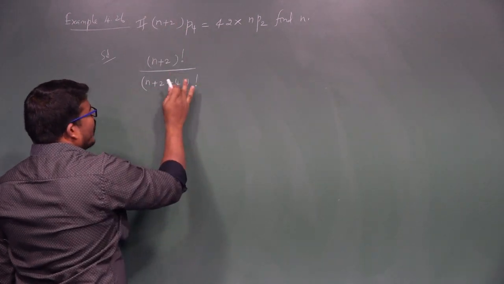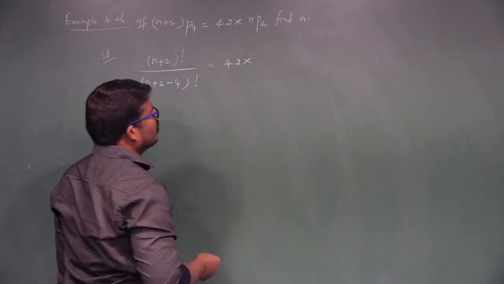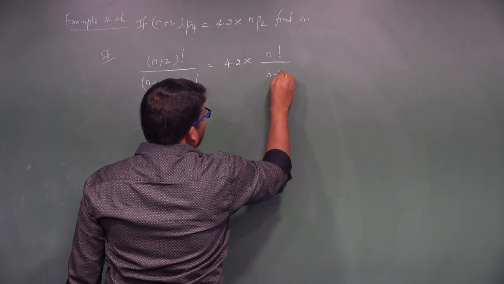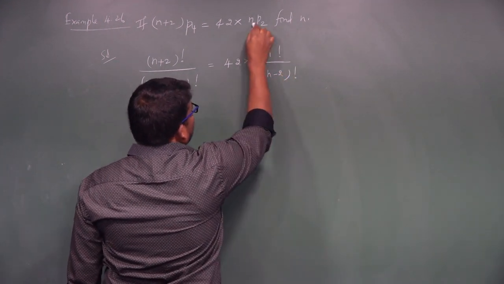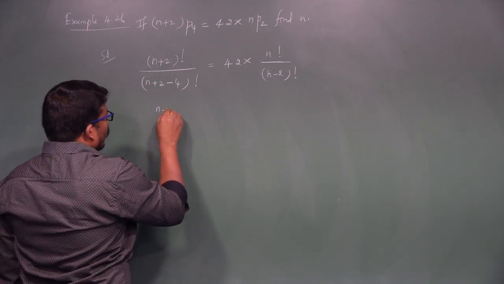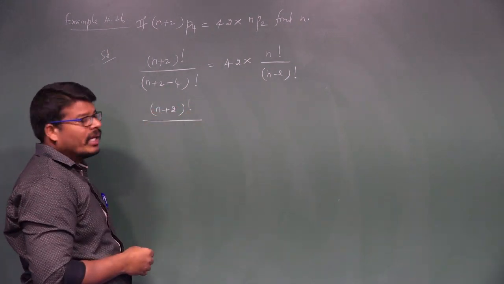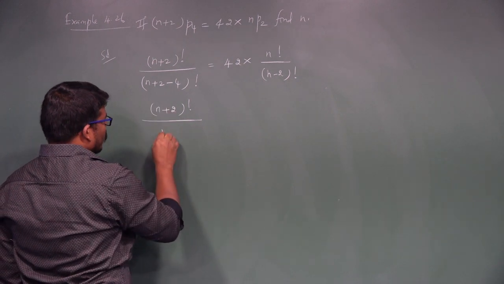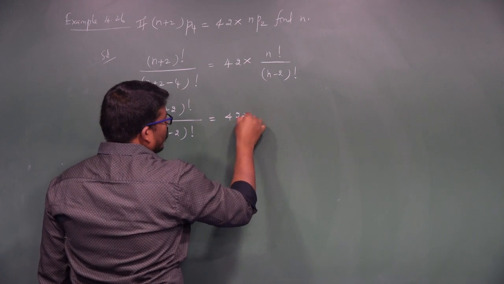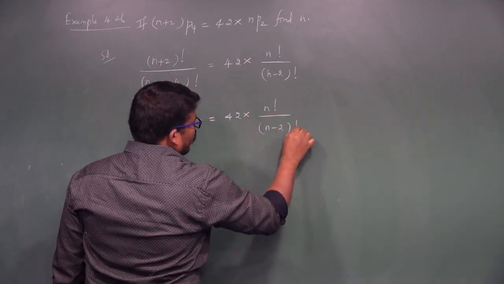This equals 42 into n factorial by (n minus 2) factorial. Next one, (n plus 2) factorial by (n plus 2 minus 4). n plus 2 minus 4 is n minus 2. So (n plus 2) factorial by (n minus 2) factorial equals 42 into n factorial by (n minus 2) factorial.